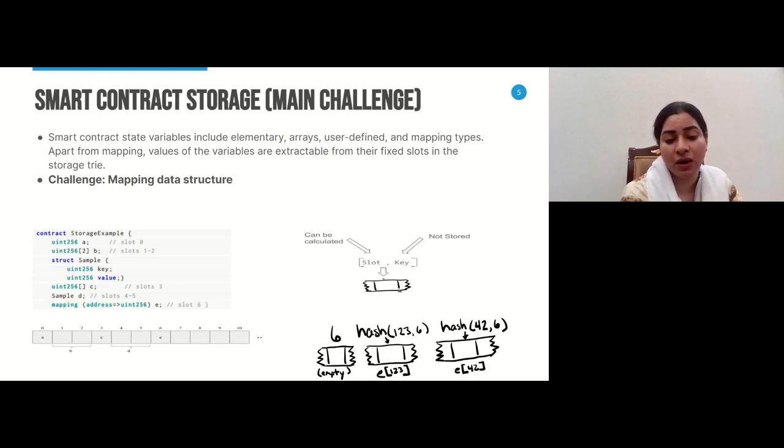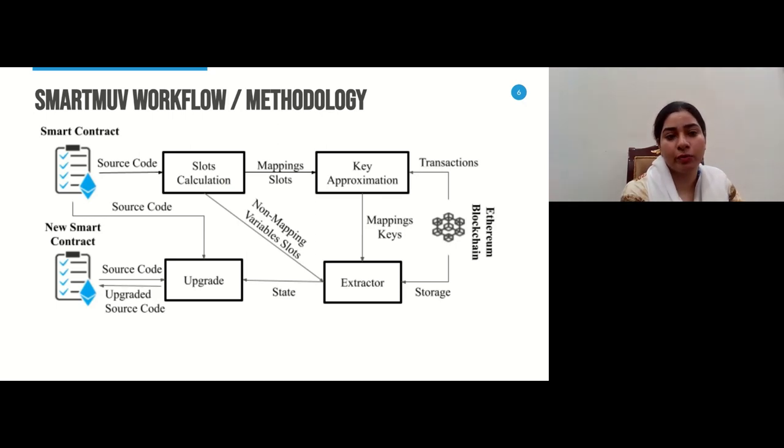So the main challenging part in extracting the complete storage of a smart contract is extracting the mapping keys of the mapping data structures. To address this problem, we designed SmartMove, a storage state analysis tool that extracts the storage state of Ethereum smart contracts and enables analysis, packing of the state, and then upgrade of the smart contracts where possible. It's an automatic technique that employs source code analysis of the smart contracts and retrieves real values from the deployed smart contract. The SmartMove tool uses the source code of the smart contract as an input, and firstly performs the slot calculation to calculate the slot of all state variables.